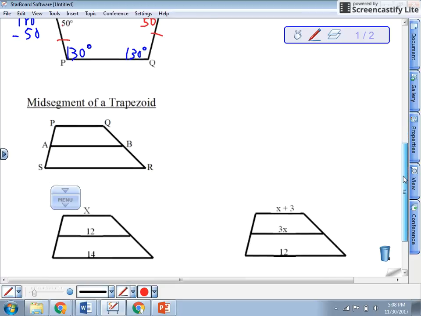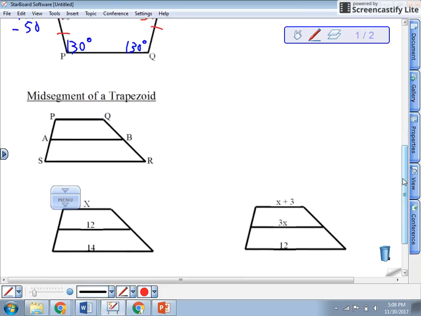Now we're talking about the mid-segment of a trapezoid. And basically what you need to remember here is AB. If I double AB, that's going to equal PQ plus SR. So that's kind of the property. Now, some people say half of this equals the mid-segment, but I don't like the fractions. I don't think you guys do either.